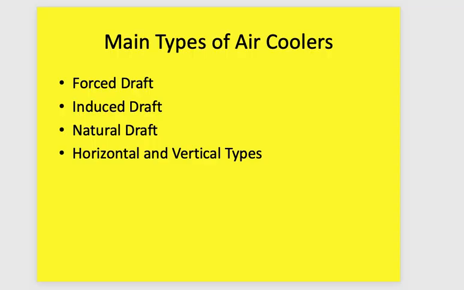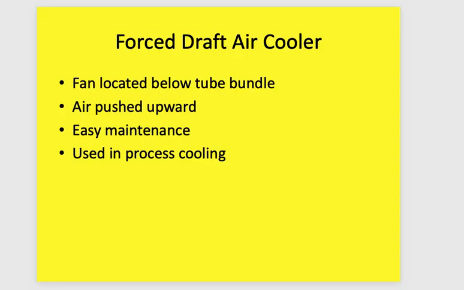Okay. The main types of the air cooler are forced draft, induced draft, natural draft, horizontal and vertical type. We will see all of them step by step, and we will know the advantage and disadvantage of each type. The first type is the forced draft air cooler.